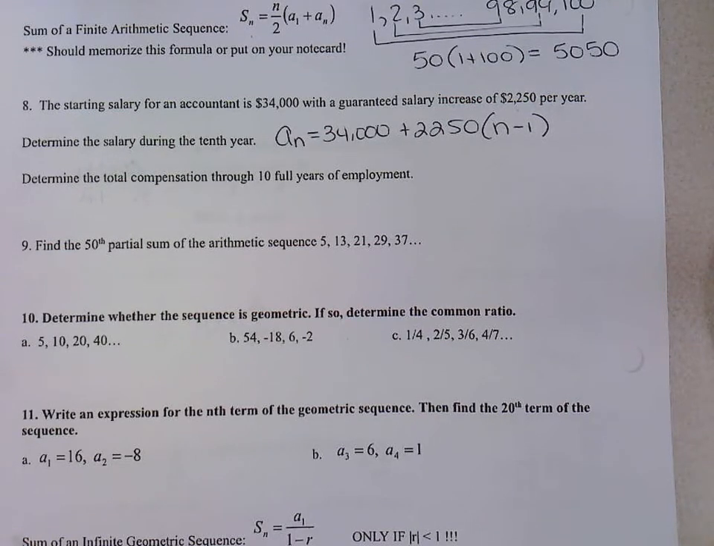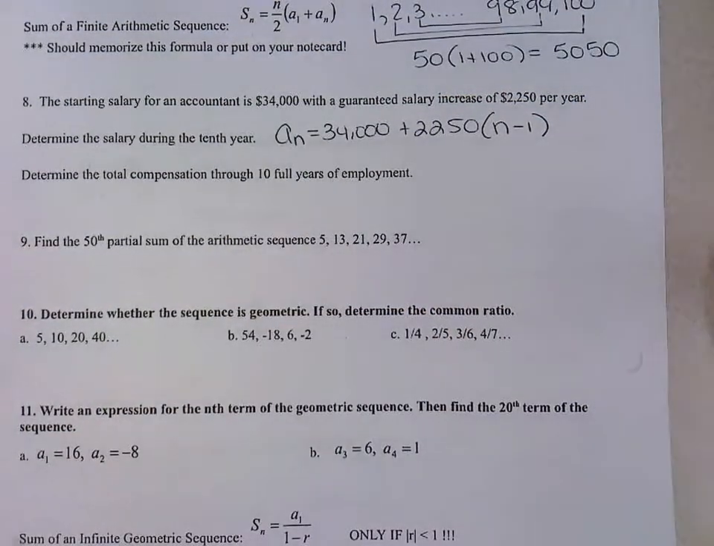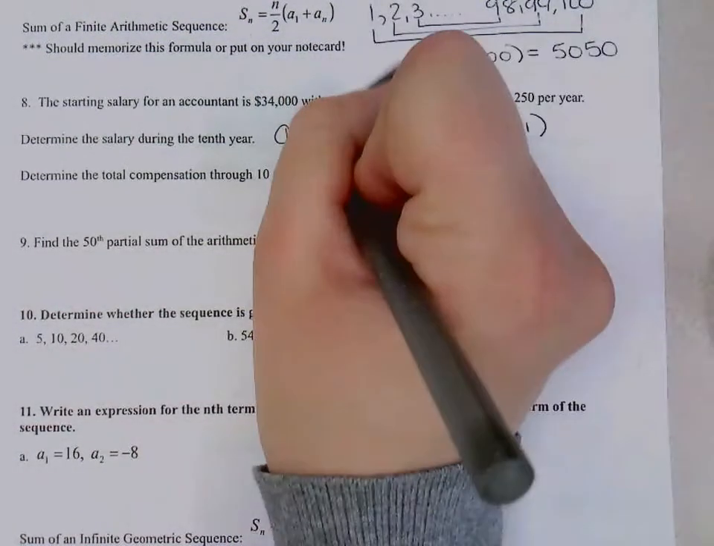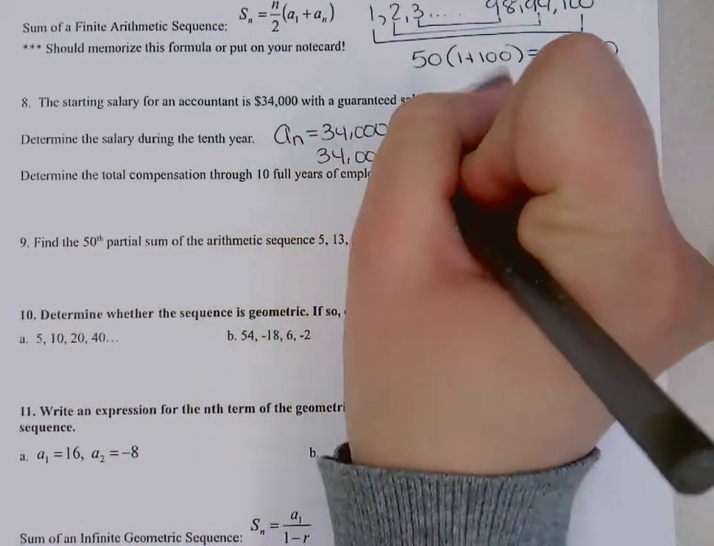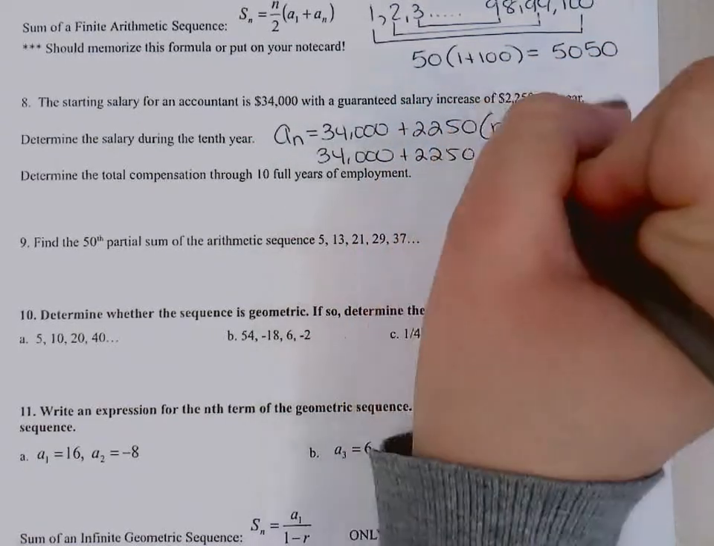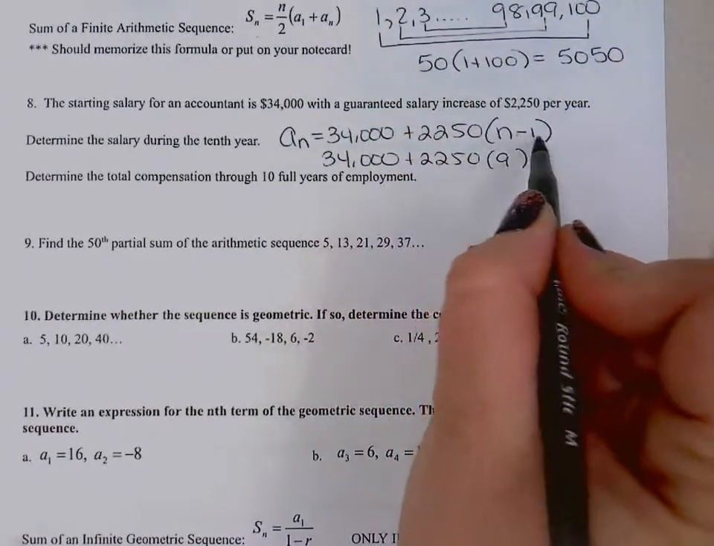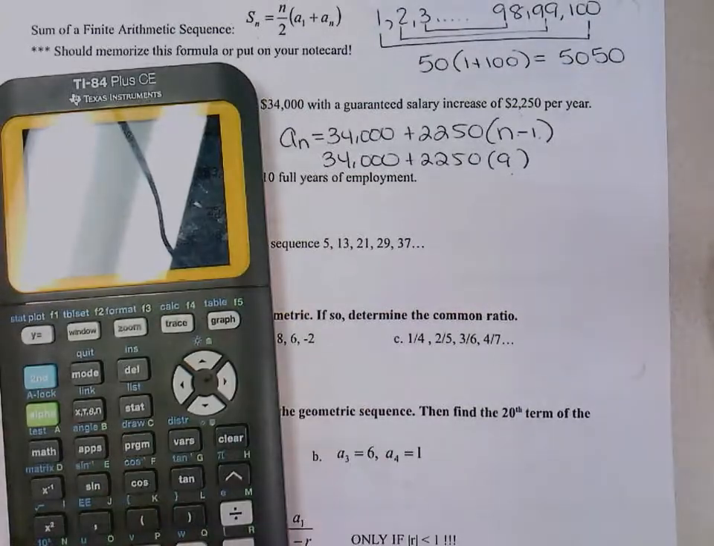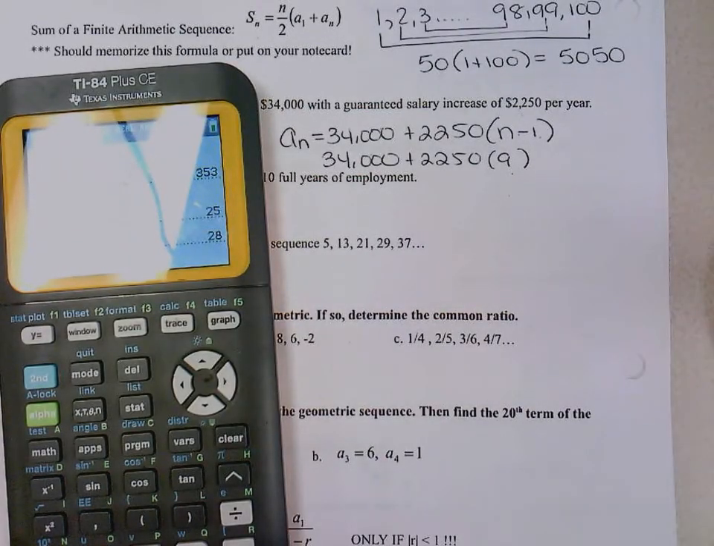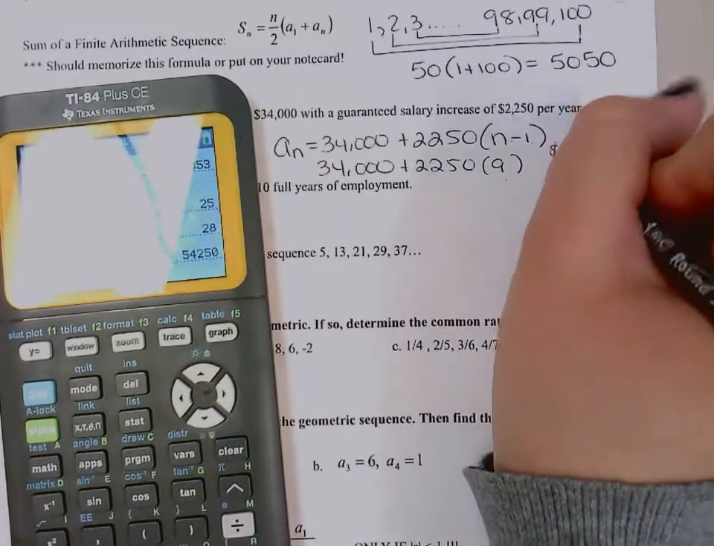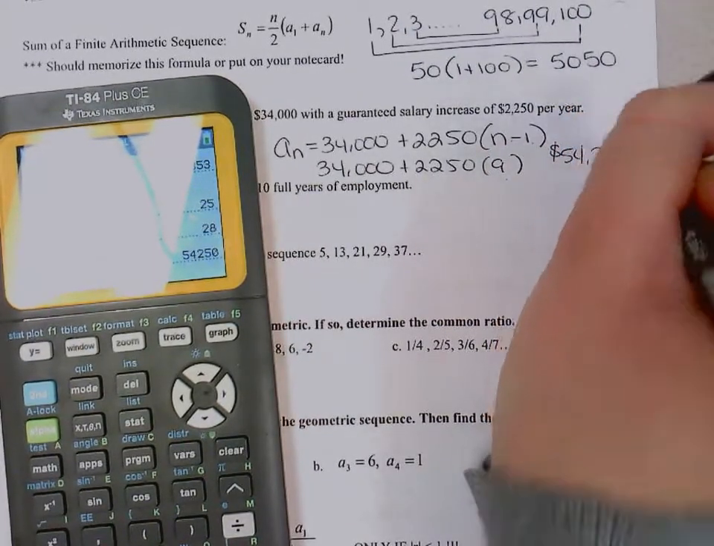So year 1, their starting salary is $34,000. They're only getting 9 raises until the 10th year. So we're going to do 34,000 plus 2,250 times 9, because 10 minus 1 is 9. So that comes out to they're making $54,250 in their 10th year.